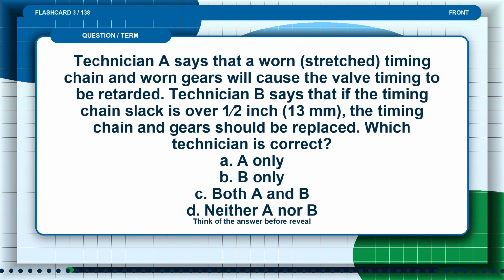Flashcard 3. Technician A says that a worn, stretched timing chain and worn gears will cause the valve timing to be retarded. Technician B says that if the timing chain slack is over 1/2 inch, 13 millimeters, the timing chain and gears should be replaced. Which technician is correct? A. A only. B. B only. C. Both A and B. D. Neither A nor B. Pause and think of the answer before the reveal.